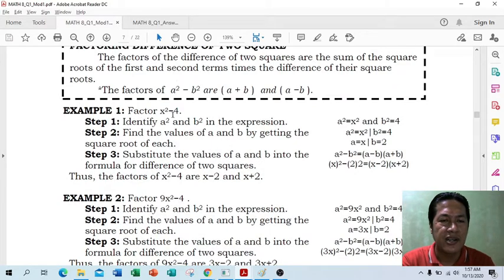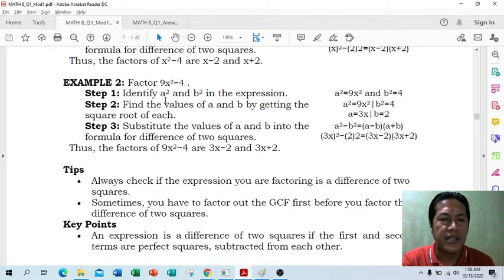Factor x squared minus 4. The square root of x squared is x, and the square root of 4 is 2. So, x plus 2, x minus 2. Those are the factors. Just take the square root of the first term and the square root of the second term, then flip the sign: one plus, one minus. Those are your factors. Okay, sample number 2.